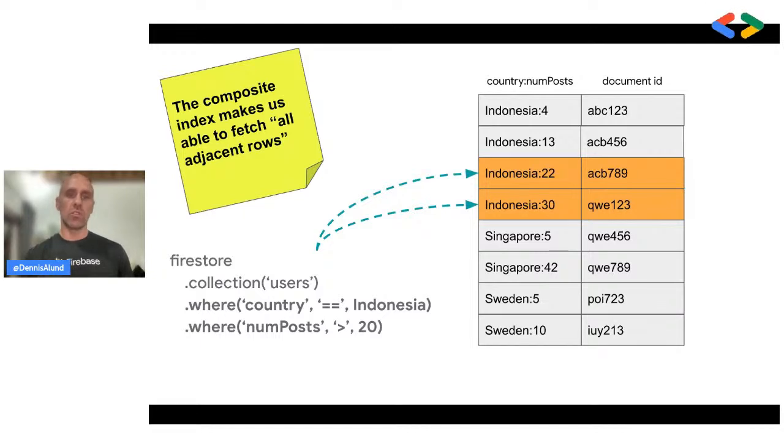So I want to get all the users that live in Indonesia and have made more than 20 blog posts. We need to make a composite index because we need to create an index where we first order them by country, and then we attach to that also the second field, which is number of posts, and Firestore is going to order those 2 together for us.